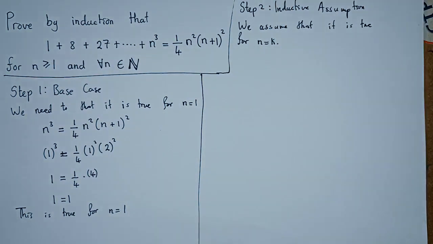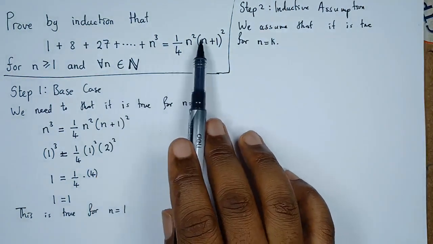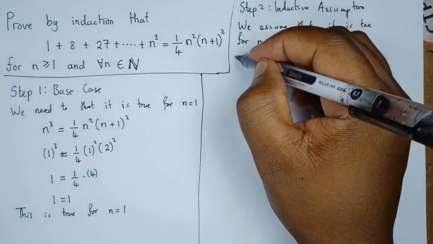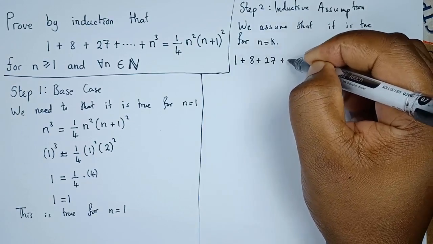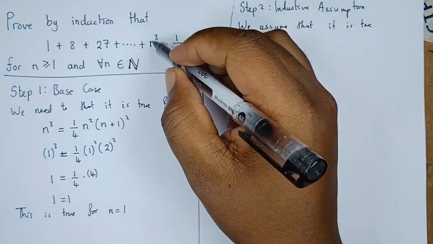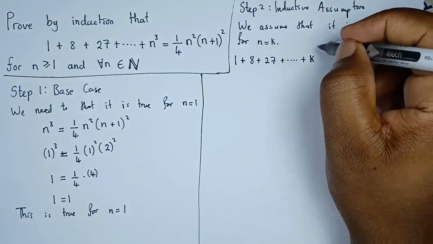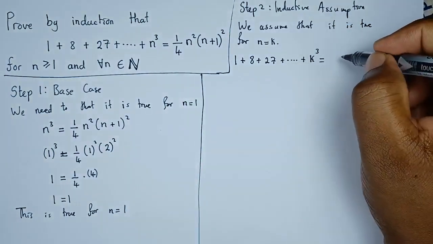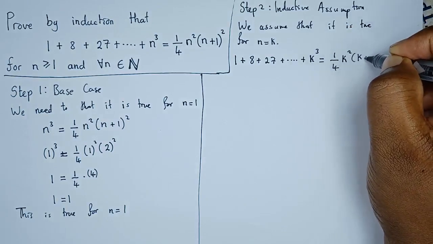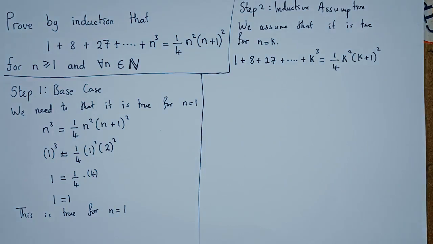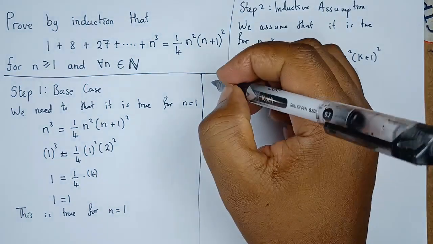That's our assumption. Since it's just an assumption, where there's n, just replace it with k. So what do we get? We get 1 plus 8 plus 27 plus up to k to the power 3, which is equal to 1 over 4 k squared, open bracket, k plus 1 squared. It's just an assumption, meaning that you just replace n with k. You assume that it's true, then you leave it there. Now that we're done making the assumption, let's move on to step 3.